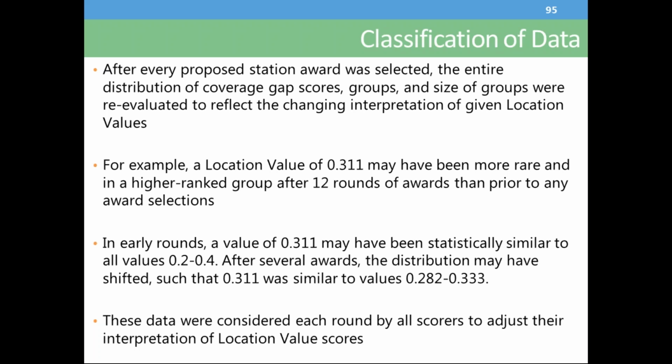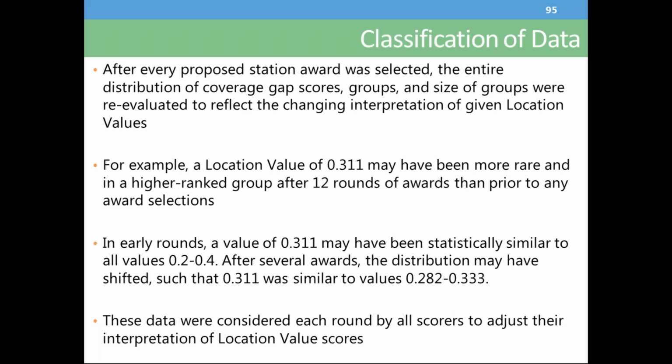Maybe 0.311 was actually really common, and it was kind of low. But after you awarded 14 stations, maybe that was actually pretty rare. I'm not saying that is actually the case, this is just an illustrative example. In addition, in earlier rounds, a value of 0.311 may have been similar to 0.2 to 0.4 even. Maybe that was the natural breaks, the extent of that group for 0.311. Those values were all statistically similar.